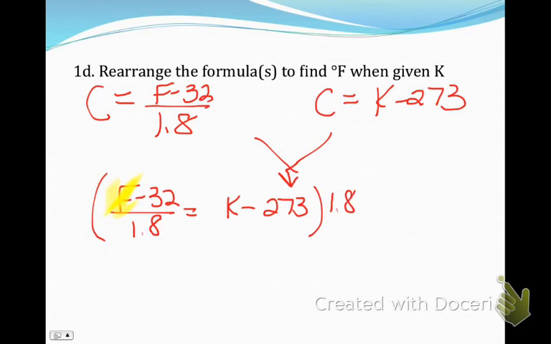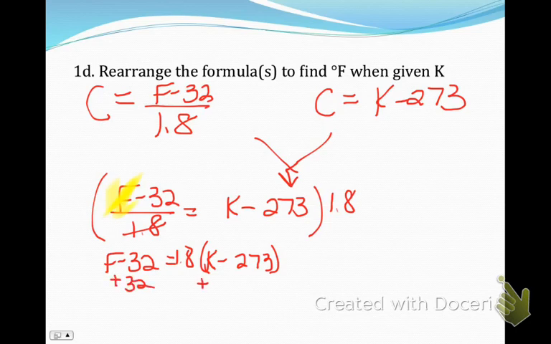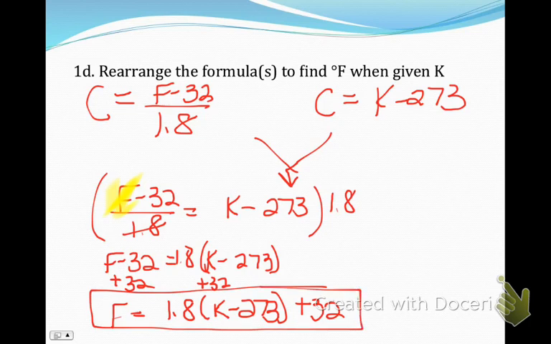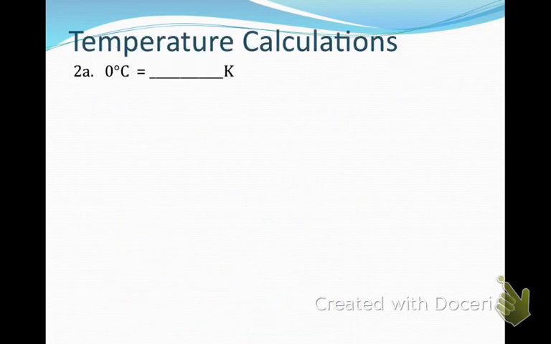Multiply both sides by 1.8. That cancels this 1.8. So I have F minus 32 is equal to K minus 273 times 1.8. And now I want to get the F by itself. I can add 32 to both sides. So I have F is equal to 1.8, keep the K minus 273 in parentheses, plus 32. Okay, so here I've rearranged the equations. Next, I can use these equations to plug in some values.